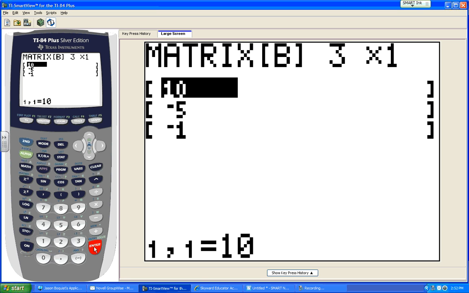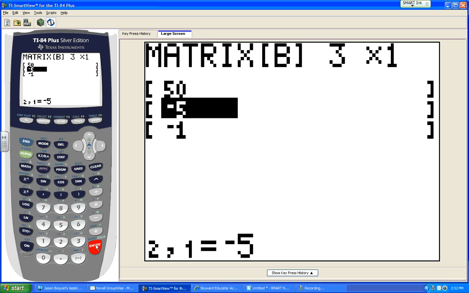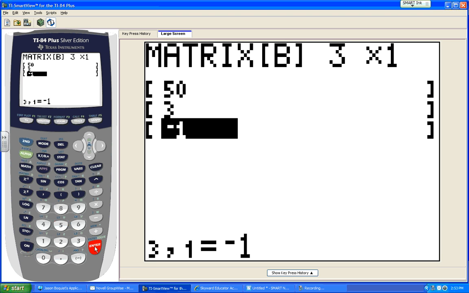What do we got? 50. Enter. 3. And -79. Again, notice if you don't hit enter on that last one, it doesn't actually enter it into your matrix. So go ahead and do that. Enter. So right now, I hope you agree that we have matrix A and B, the ones I want to use, entered, right? Again, if you have stuff in all those other ones, it doesn't matter.